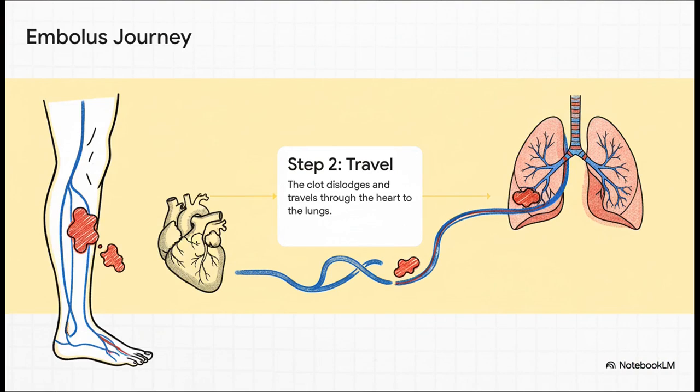So let's follow the journey of the most common culprit, a pulmonary embolus. In more than 95% of cases, the story starts far, far away from the chest. It begins deep inside the veins of the leg. A blood clot, a thrombus, forms there. Now, if a piece of that clot breaks off, we call it an embolus. It then travels up through the veins, goes through the right side of the heart, and finally it gets stuck in the pulmonary arteries, blocking blood flow to the lungs.